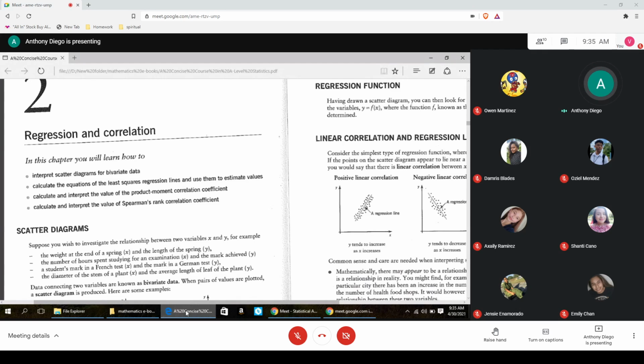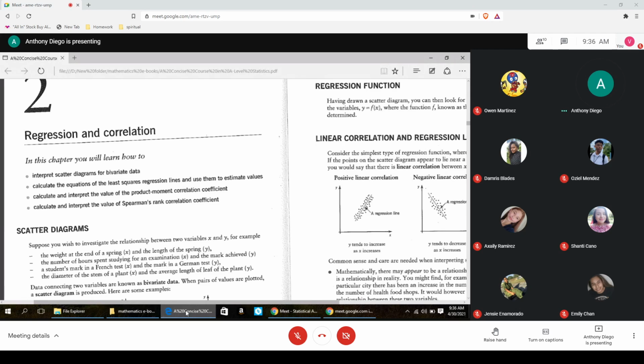So regression and correlation, and they mentioned that under this particular topic, we will be looking at interpreting scatter diagrams for bivariate data, calculating the equation of least square regression lines and using them to estimate values, calculating and interpreting the value of the product moment correlation coefficient, and last but not least, calculating and interpreting the value of the Spearman ranks correlation coefficient.